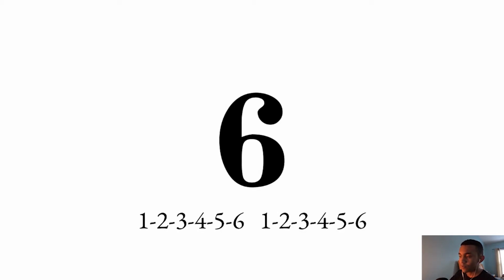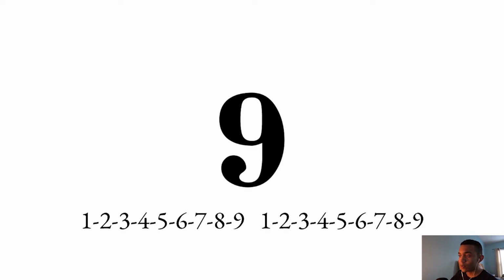If it was 6, it would be 1, 2, 3, 4, 5, 6, 1, 2, 3, 4, 5, 6. If it were 9, it would be 1, 2, 3, 4, 5, 6, 7, 8, 9, 1, 2, 3, 4, 5, 6, 7, 8, 9. If it were 2, it would just be 1, 2, 1, 2, 1, 2. And this one would be 1, 1, 1, 1, 1. I don't think I've ever come across something like this, so if you do find that, that's pretty rare.